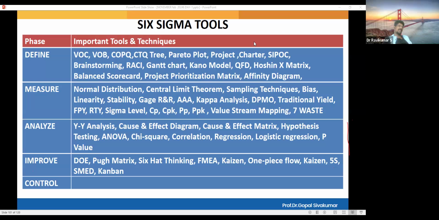The voice of the customer generally can be obtained through two ways. One is reactive, another one is proactive. What is reactive, guys?